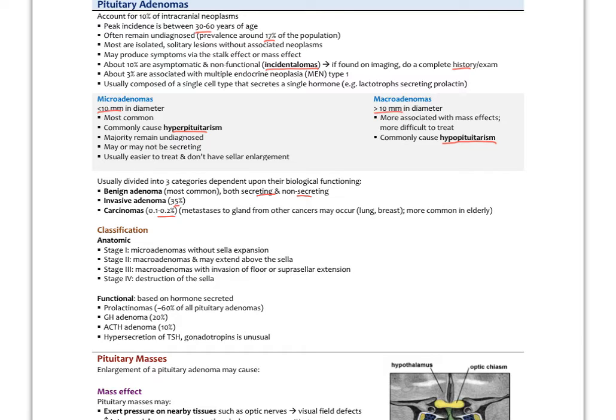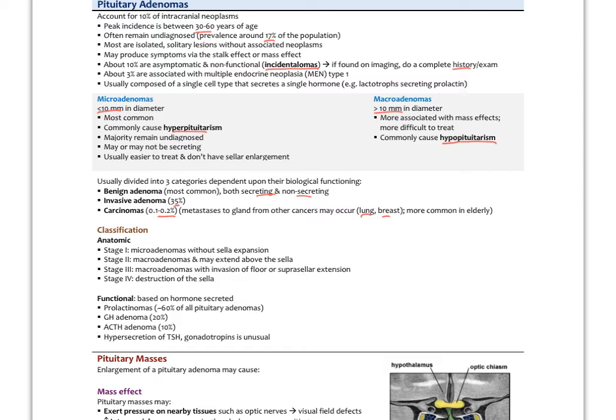And so that can be a direct carcinoma of the pituitary, but also other cancers like small cell lung cancer and breast cancer can metastasize to the pituitary. This is going to be more common in the elderly, and that can actually cause a carcinoma. That would be more of a secondary tumor in the pituitary. So those are the 3 different types of adenomas.